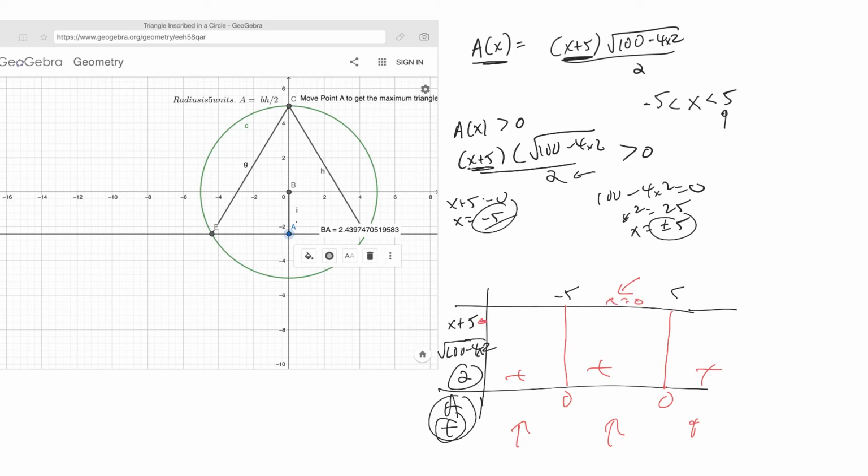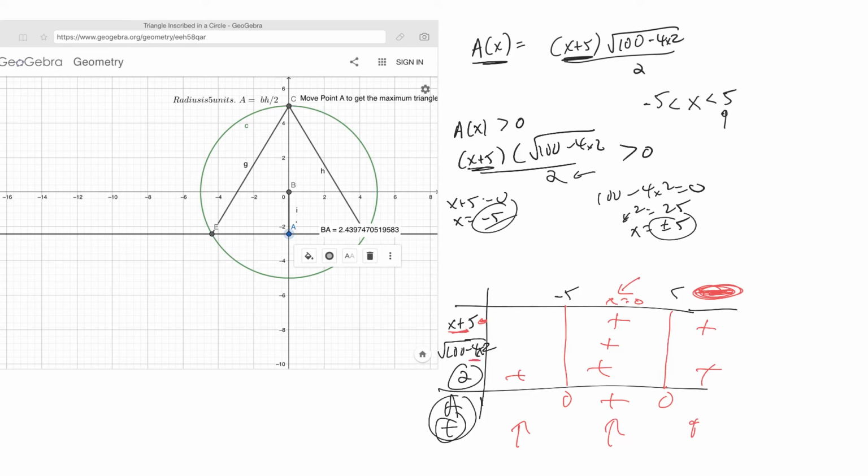Well, this gives me a positive. This gives me a positive, and overall I get a positive. Great. What happens if I put a number like, for example, 6 or 7? Well, if I put 6 in here, I get a positive. Great. But if I put, for example, 6 in here, what happens?